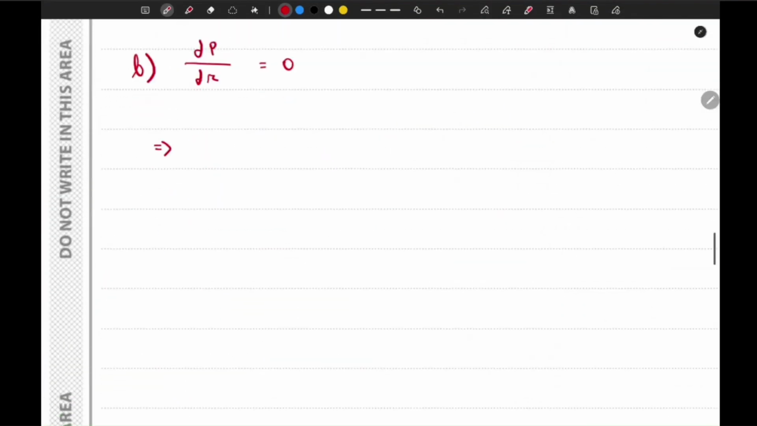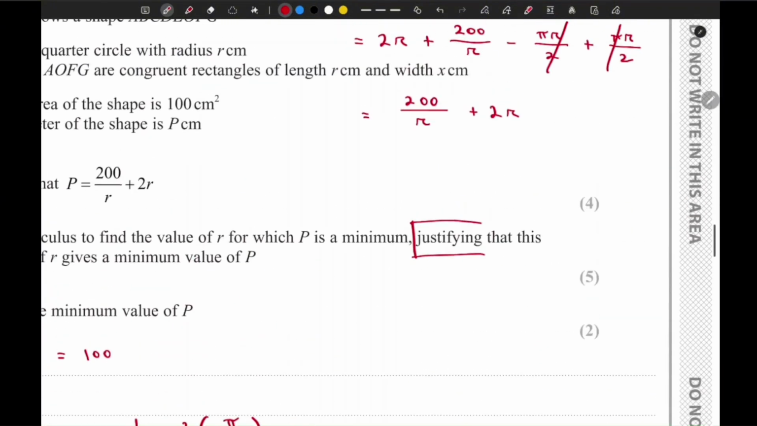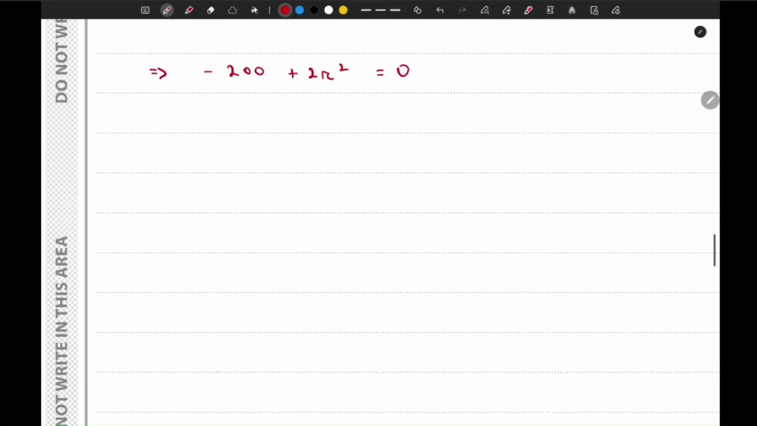Differentiating this will give us negative 200 divided by r squared plus 2 equals 0. And we need to multiply this whole equation by r squared. So it will be negative 200 plus 2r squared equals 0. Now if we make r the subject, we will get root over 100, which is equal to 10 centimeters.